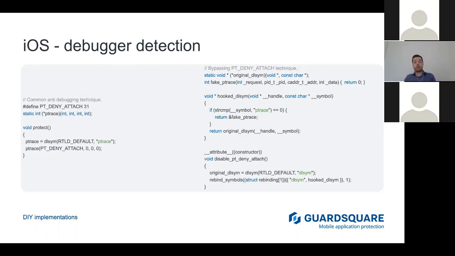Also for debugger detection, there is a wide variety of do-it-yourself implementations that you can find on the internet. One of them is this one you can see here on the left-hand side. We're going to search for ptrace in particular, and if we find a ptrace, then we're going to send a ptrace deny attach instruction. Now again, by just hooking the dlsym method, you can easily return a fake ptrace, and that will allow you to still be able to debug this particular iOS application.